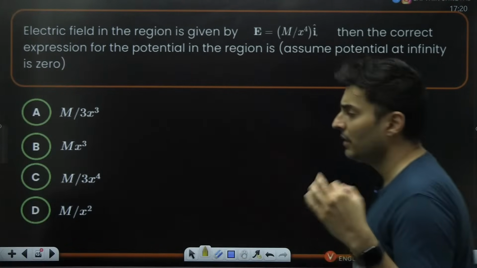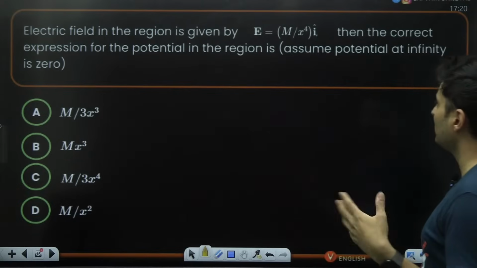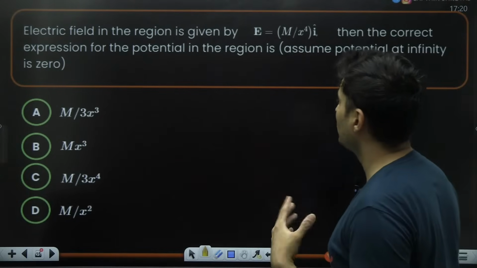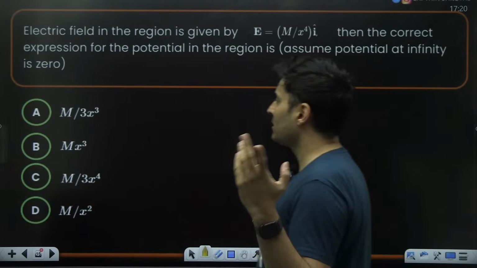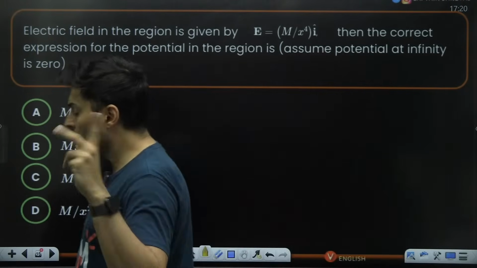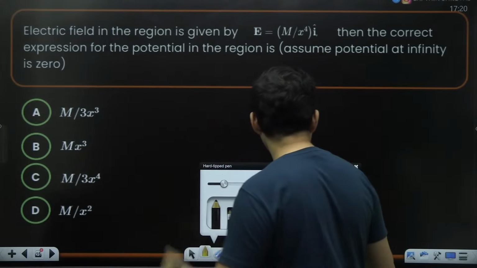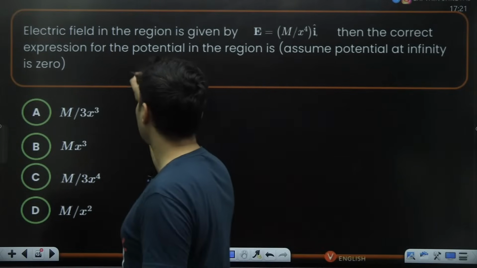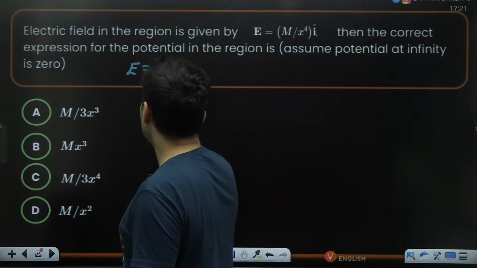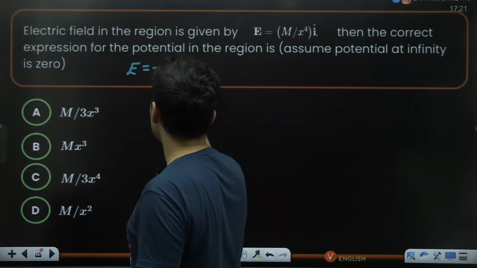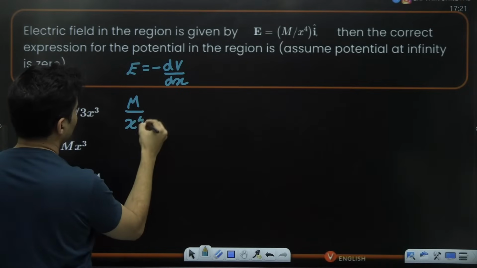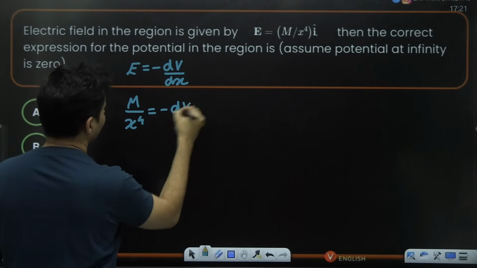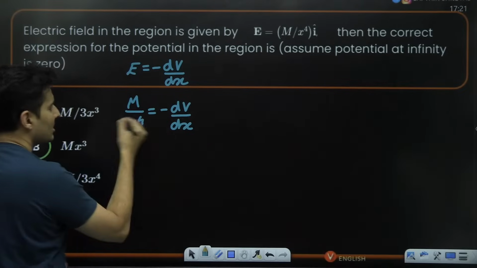The electric field in the region is given by m by x raised to 4. Then the correct expression for the potential in the region is, where the potential at infinity is given to be 0. How are you going to solve this? I think field and potential are related. Use that concept. Field is negative dV by dx. Yes, and the field is given by m by x raised to 4. This is minus dV by dx.